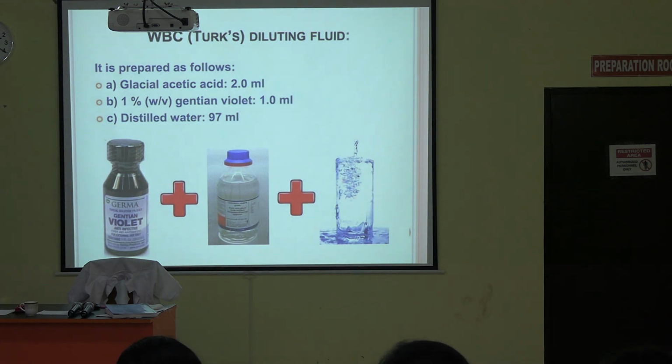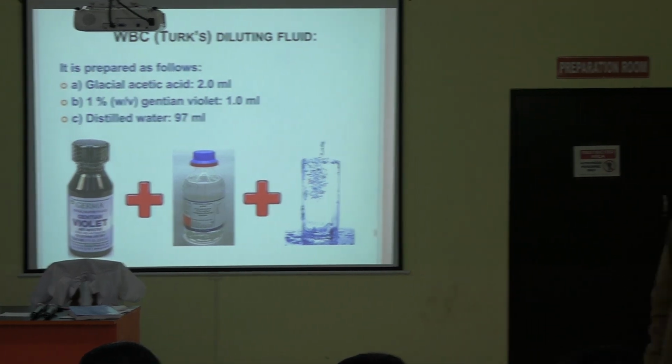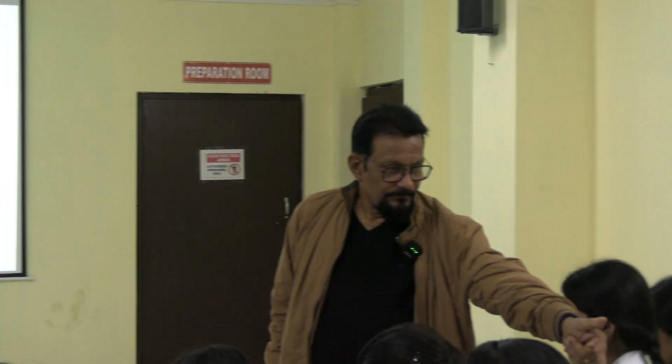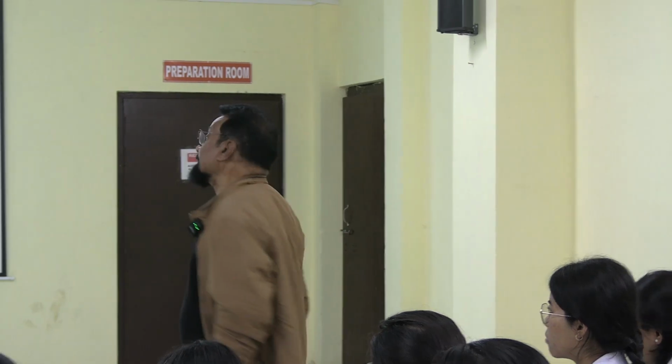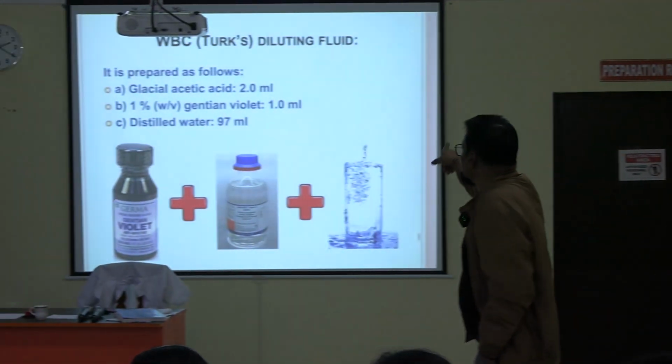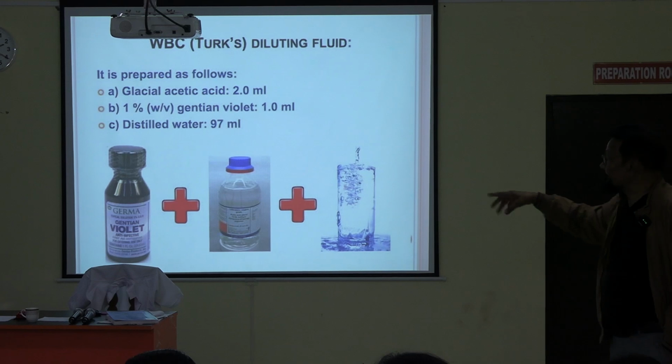What is the function of glacial acetic acid? Why is it used? Hemolysis. What does it mean? Breakdown of blood cells. Okay. So you have learned the composition. Okay. Next.